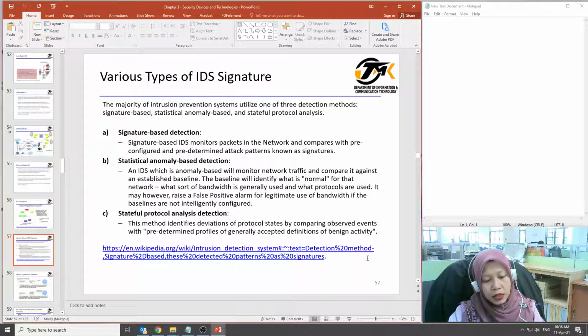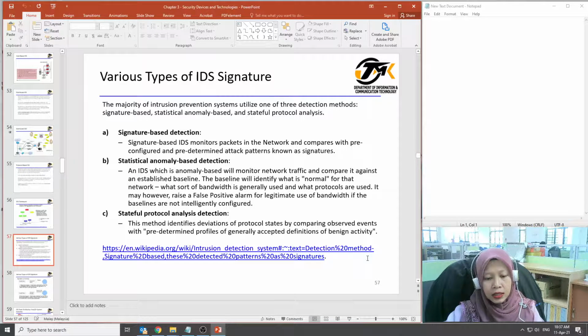How do you detect a signature? We usually know the signature from the first bytes of the program itself. Usually the first bytes are the same. The body might be different, but the first 100 bytes might be the same. That is why they have signatures. If the IDS detects that the packet and the signature are the same, it will detect it as an intrusion.